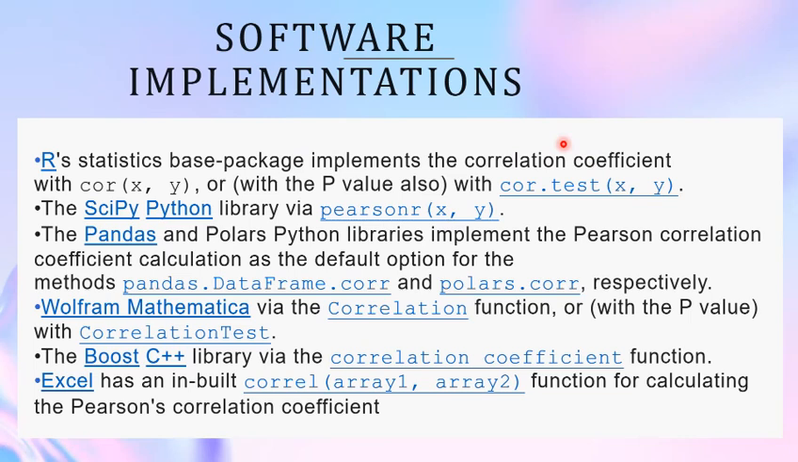The R statistics package implements the correlation coefficient with covariance or with the p-value. The SciPy Python library also uses this, with Pearson's r. The Pandas and Polars Python libraries implement the Pearson correlation coefficient as the default option for methods. This is the expression given here. Wolfram Mathematica and the Boost C++ library also use this function. Excel has an inbuilt CORREL(array1, array2) function for calculating Pearson's correlation. These are inbuilt functions in all of these software.